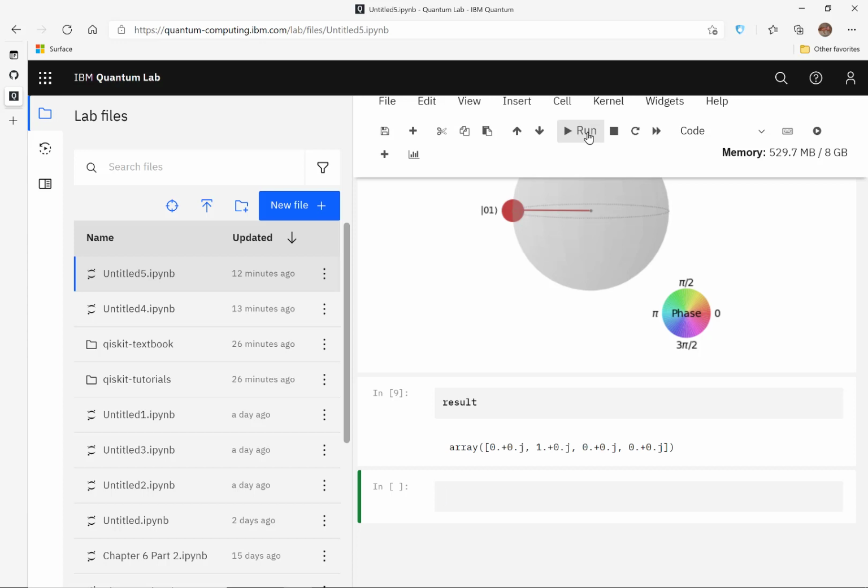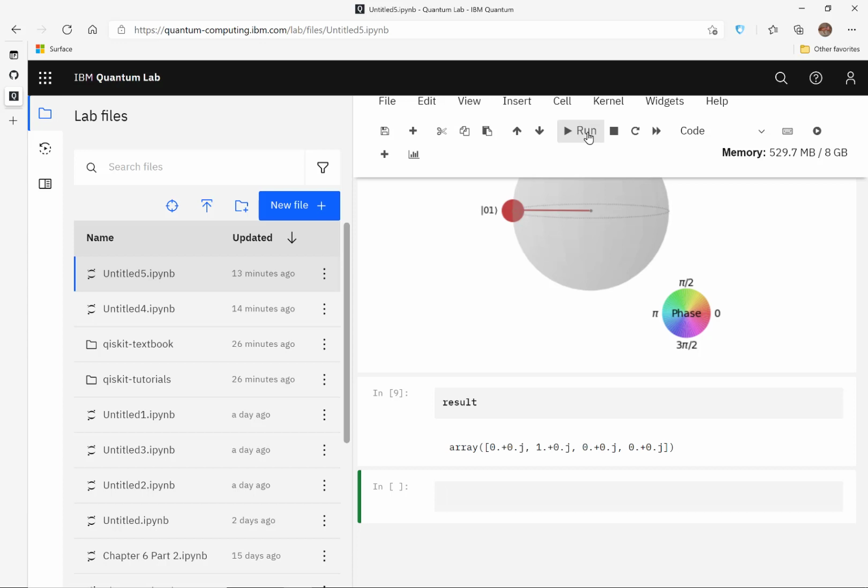Okay, so let me say that one more time a little more quickly. The 0, 0 ket is 1, 0, 0, 0. The 0, 1 ket is 0, 1, 0, 0. The 1, 0 ket is 0, 0, 1, 0. And finally, the 1, 1 ket is 0, 0, 0, 1.